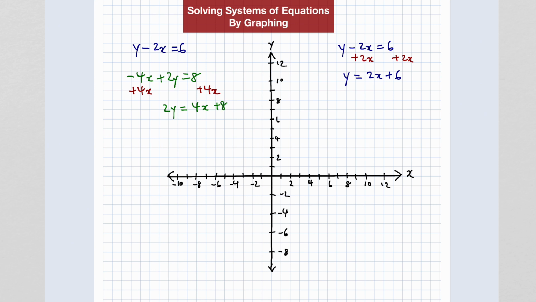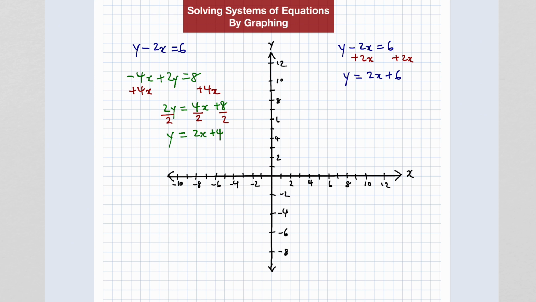Okay, and then now we want to isolate this y. We don't want 2y. We want to make this just y. And to do that, we're going to divide both sides of the equation by 2. Okay, now watch. We're going to divide this side by 2, but this entire side also needs to be divided by 2. So we're going to divide it by 2, divide this by 2, and divide this by 2. And in doing so, we get y is equal to 2x plus 4.